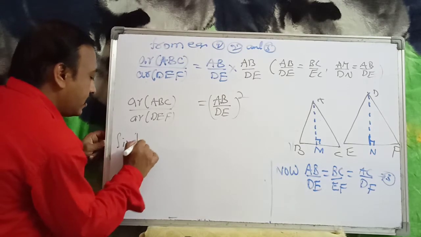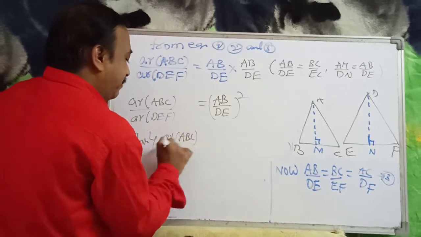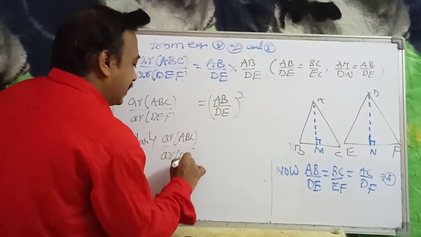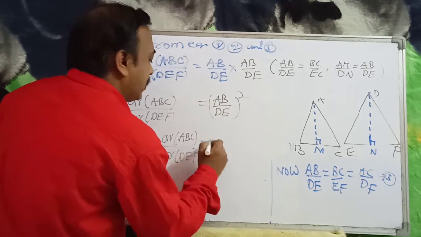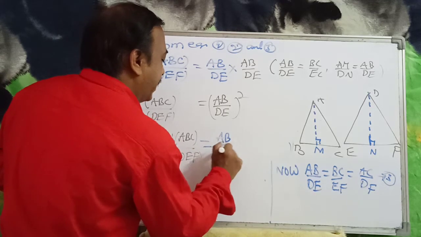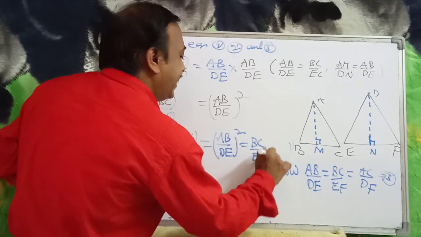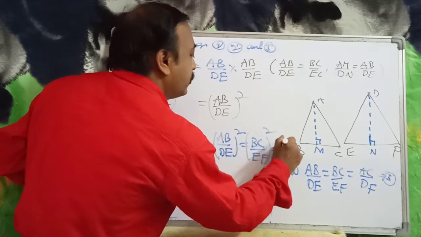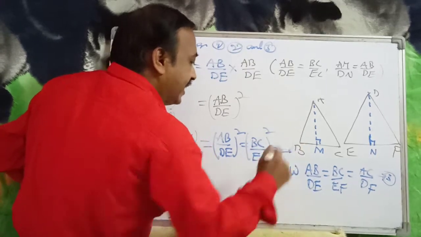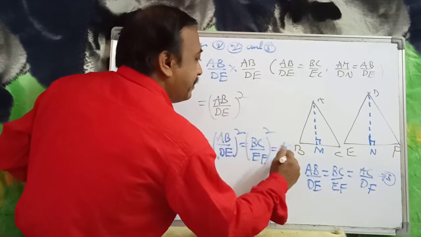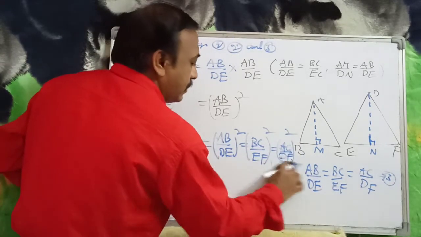Similarly, we can write area of ABC by area of DEF is equal to AB by DE whole square, or BC by EF whole square, which is equal to AC by DF whole square. Hence proved.